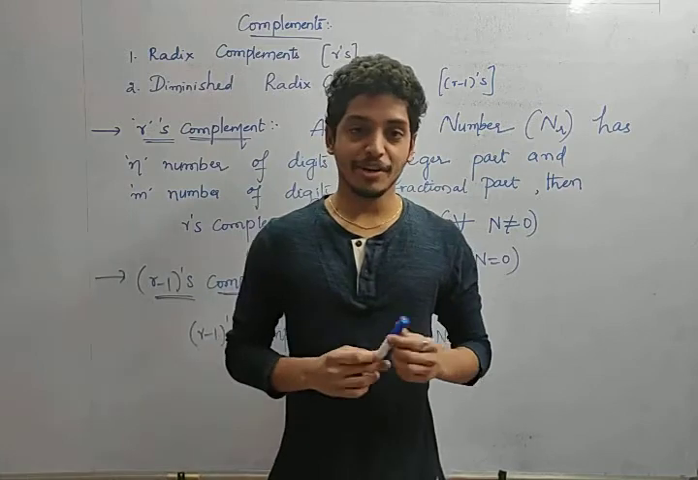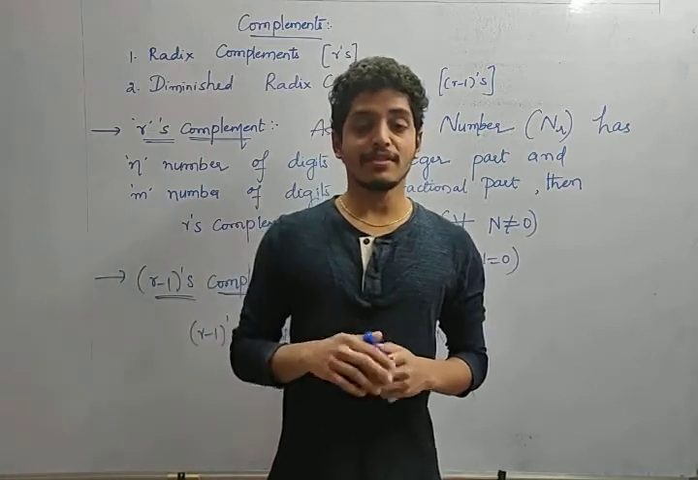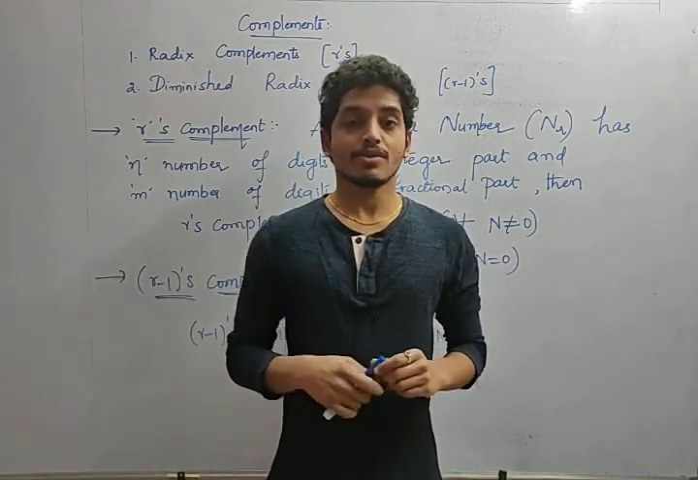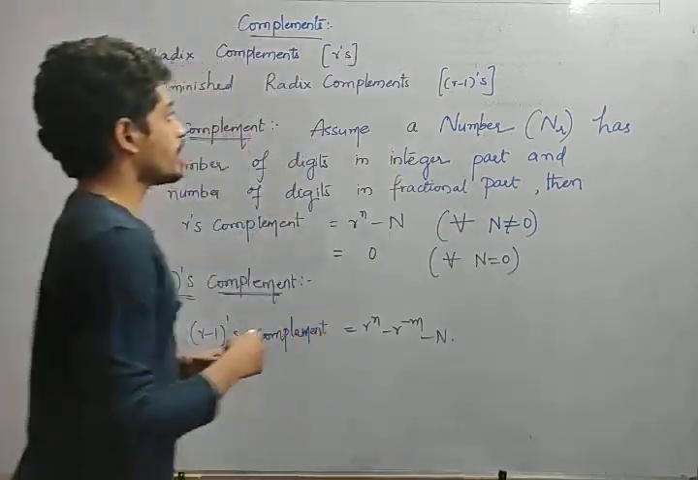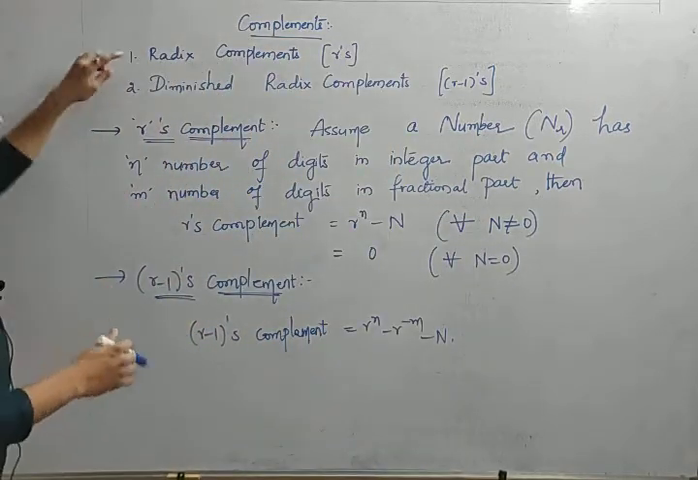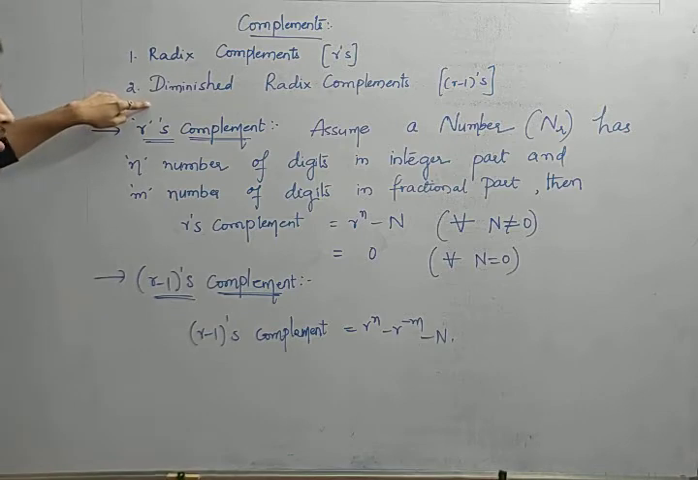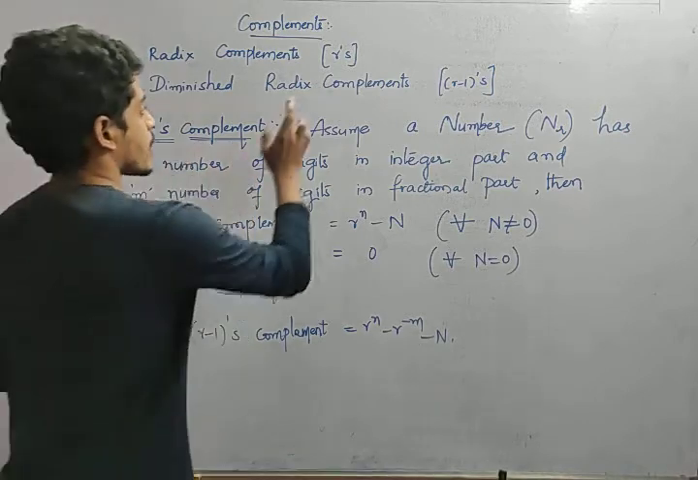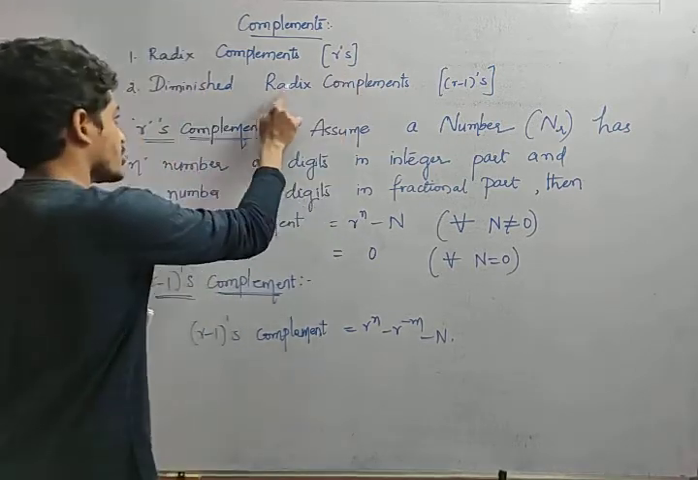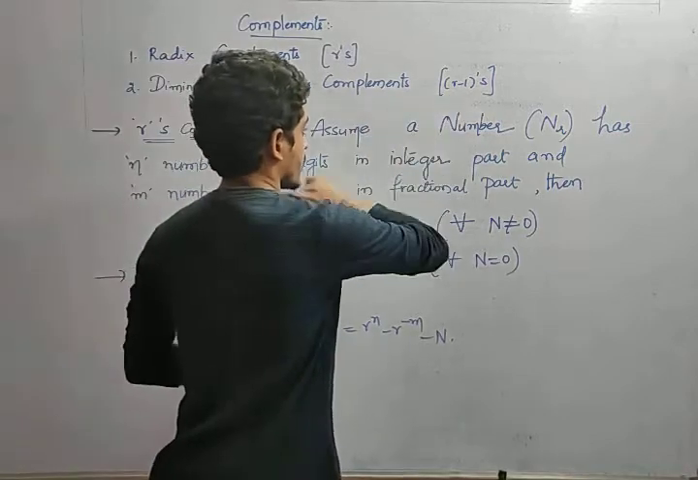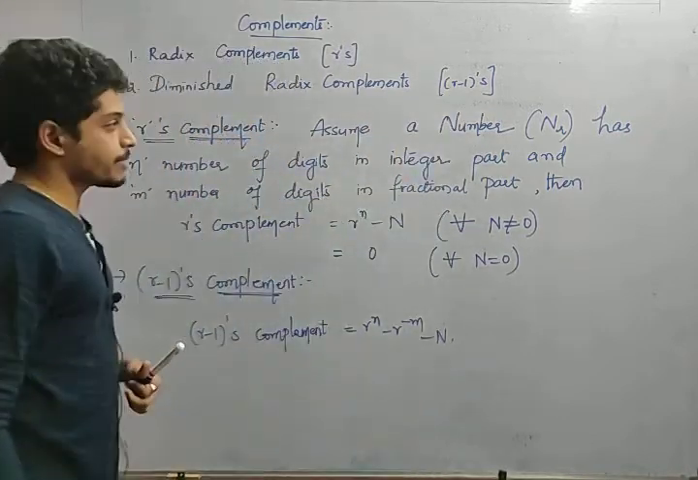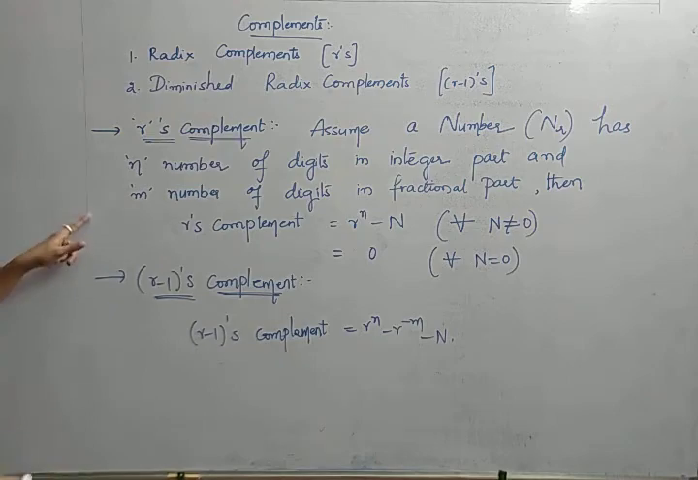Now, another important topic, which is nothing but complements, friends. This topic is very important, friends. So let us see this. Complements have two types: radix complements and diminished radix complements. Radix complements are denoted by R. Diminished radix complements are denoted by R minus 1. Fine. What do you mean by R's complement, friends?